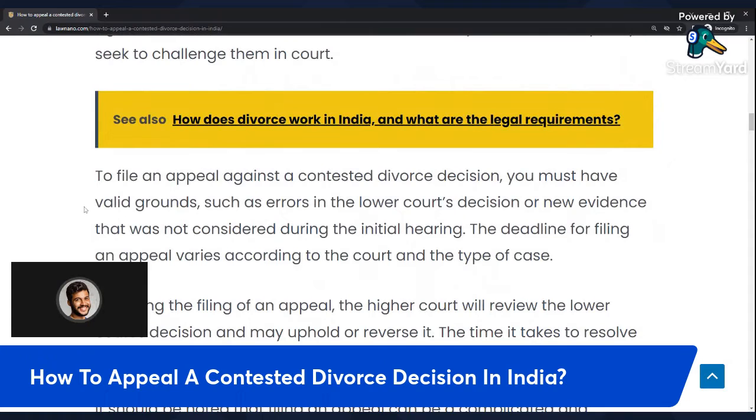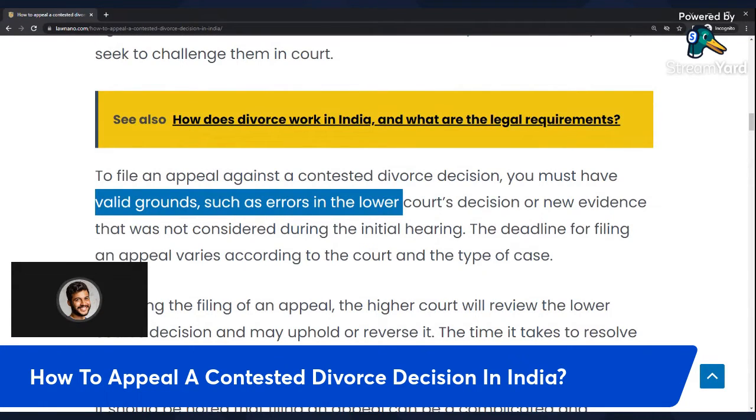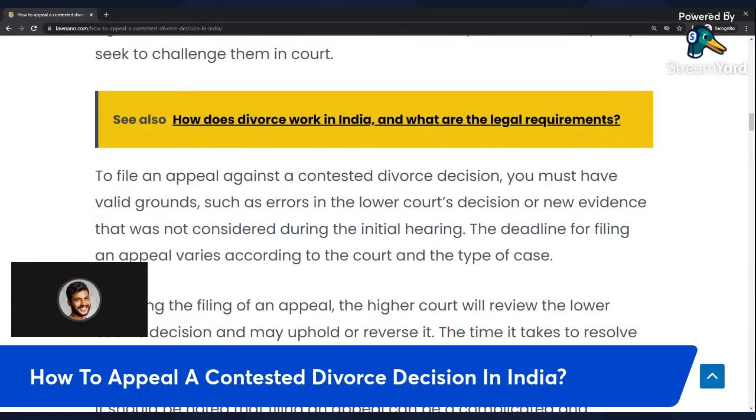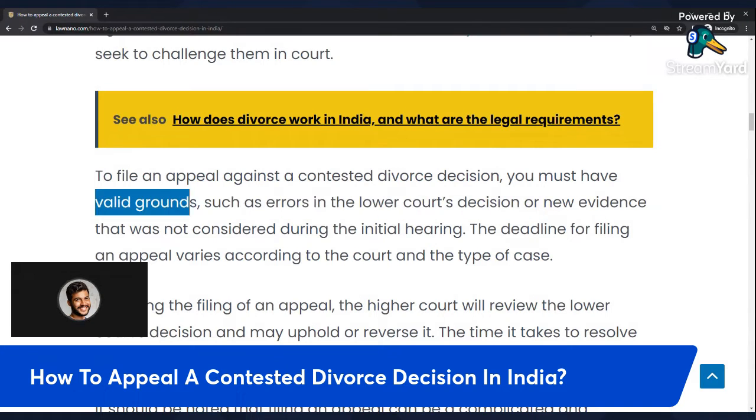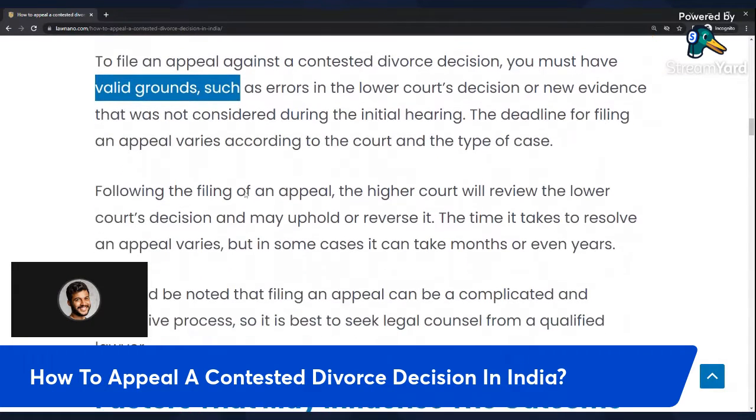So in this, again, I have said about it, you need to have valid ground. Without any valid ground, or maybe there has been an error in the lower court's decision, then you can apply. If there is no error, there is no valid ground, then it will be a waste of time, and also the case might not even be accepted, right?